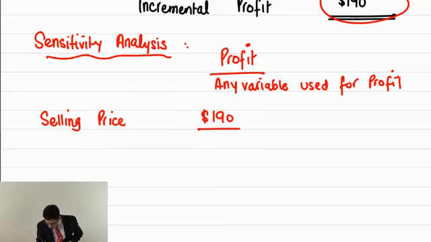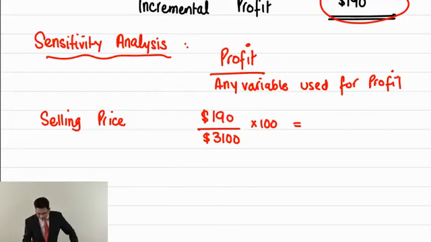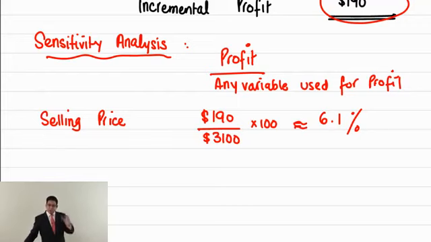$190, and the selling price is, I think, 3,100, and if you multiply the answer by 100 just to get the answer expressed as a percentage, we call it sensitivity analysis. Okay, let me write it down, then I will explain. It says 6.1% approximately. Okay, it is an approximation, maybe one decimal more or less. Okay, 6.1%. Now here is the meaning of this.